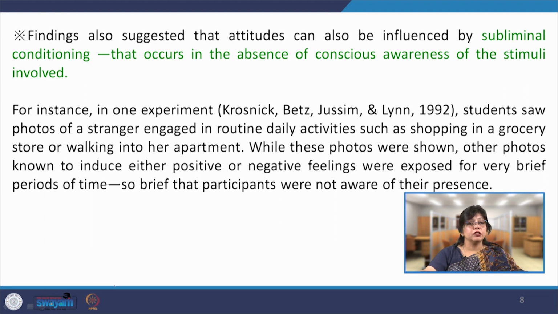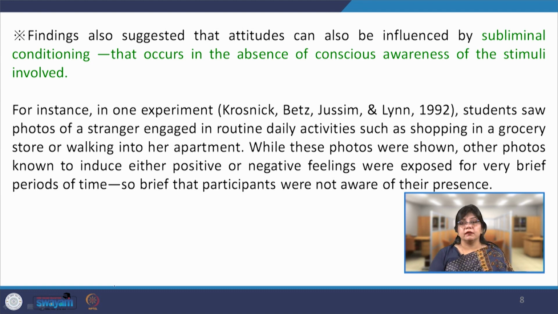It is a form of conditioning or learning or attitude formation. Whenever there is a stimulus in the environment, we do not find that stimulus because it is below an individual's threshold. We have a capacity to observe stimuli in the environment, but some stimuli are below an individual's threshold, that is, the person will not be able to identify them. Findings have also suggested that attitudes can be influenced by subliminal conditioning that occurs in the absence of conscious awareness of the stimuli involved.